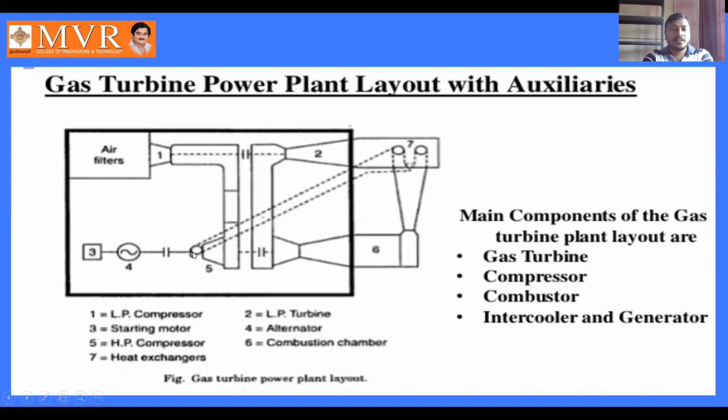and the remaining gas from the high pressure turbine, which is required here, enters into the low pressure turbine, and from the low pressure turbine it enters into this heat exchanger, and from the heat exchanger the recirculation takes place. This is the working principle of the gas turbine power plant layout.